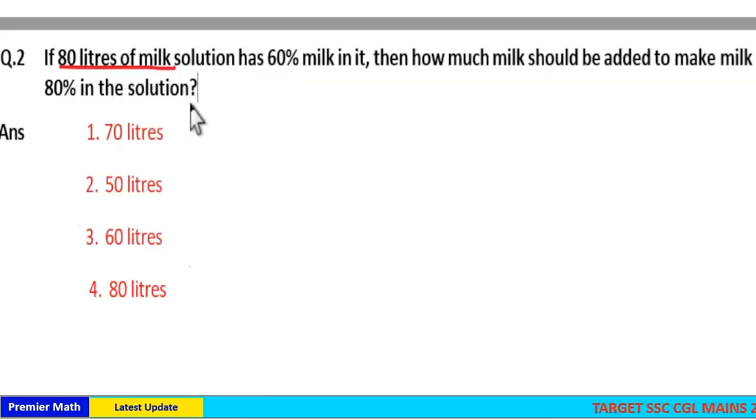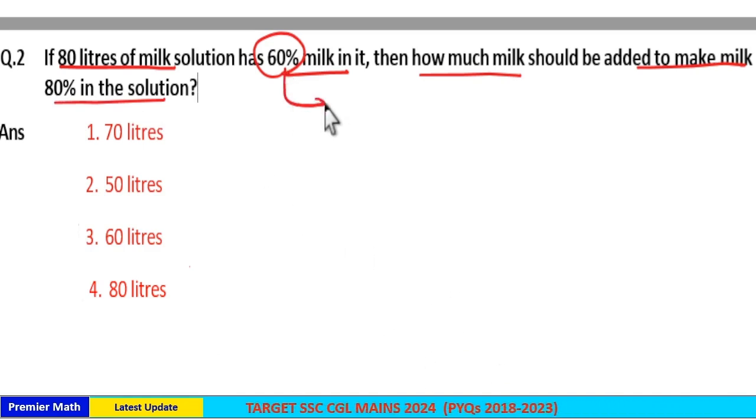If 80 liters of milk solution has 60% milk in it, then how much milk should be added to make milk 80% in the solution? Here 60% of milk means 10% of 80 is 8. Then 60% is equal to 8 into 6, 48 liters.